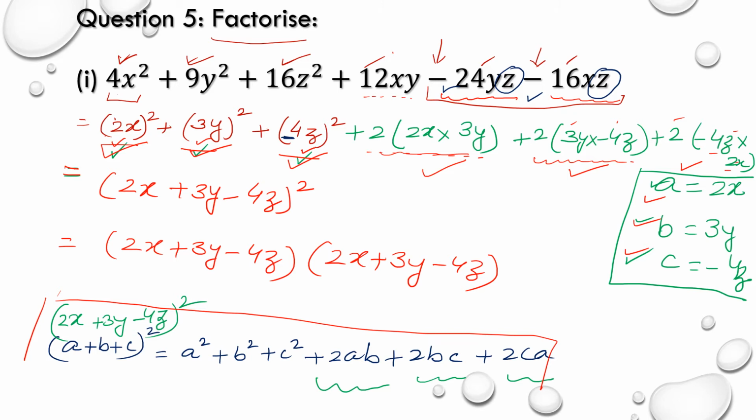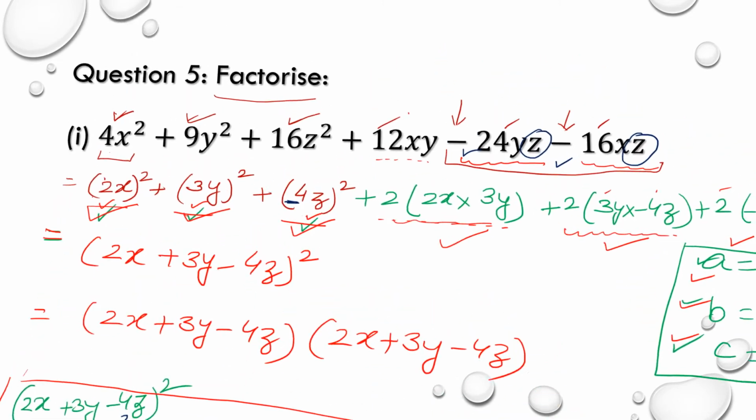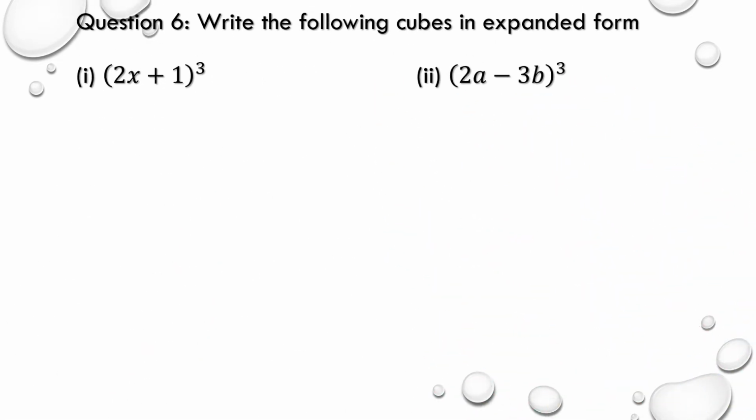Question number 6 is based on the cubic identities which we have just learned, a plus b whole cube and a minus b whole cube. Question number 6: write the following cubes in expanded form. Expanded form, that is, we have to apply the identity. The first part is 2x plus 1 whole cube. Right? There are two terms, there is a positive sign in between and there is a cube.